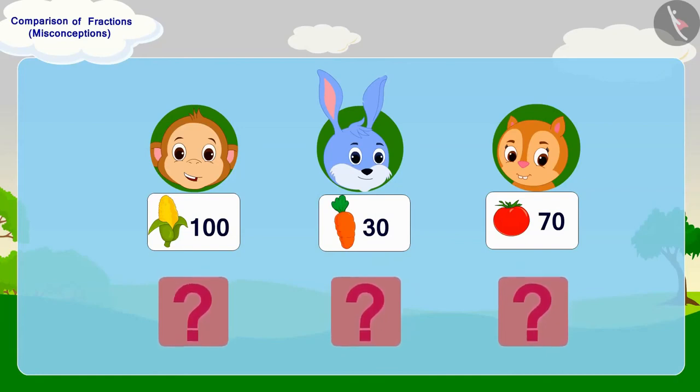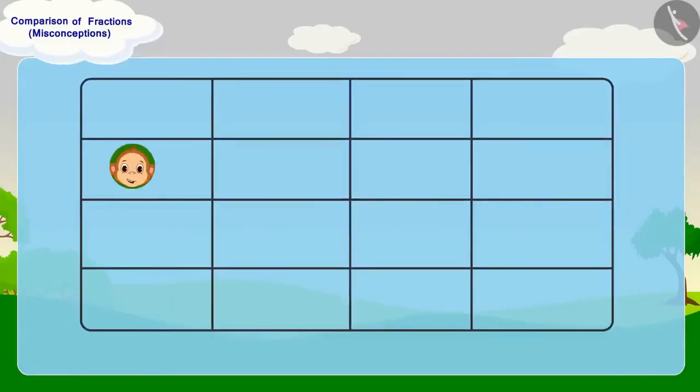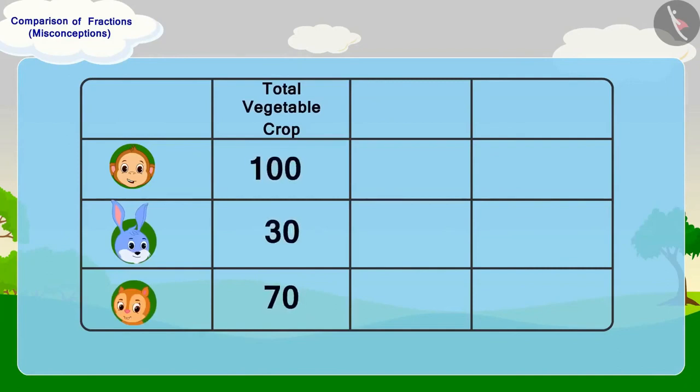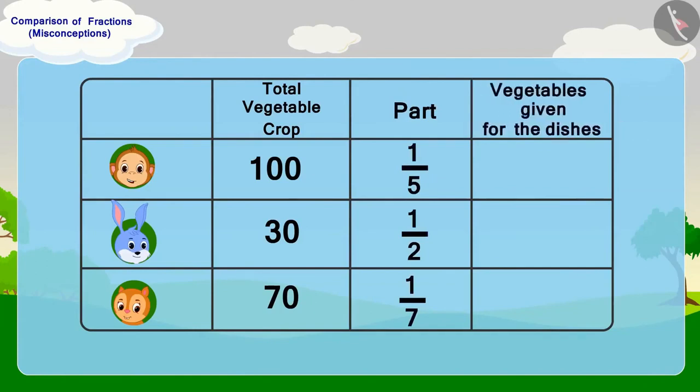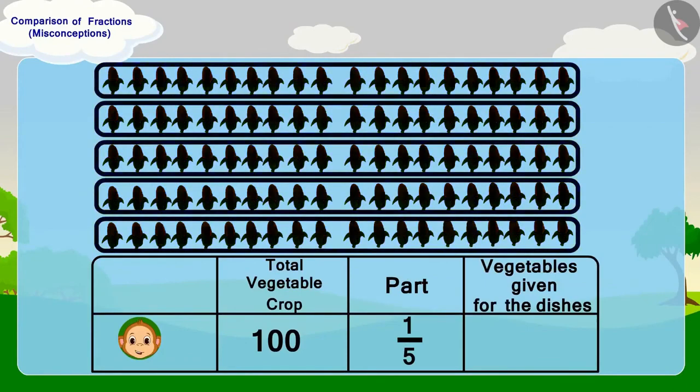To solve the confusion between the three of them, we have to find out the number of vegetables given by each of them. Here, the total quantity and share of vegetables grown in the crops of Babban, Bunny and Chanda is written. Can you find the number of vegetables given by all three from these parts? If you want, you can stop the video and find the answer. Well done children, you have found the right answer.